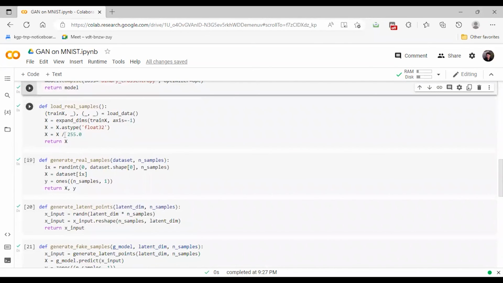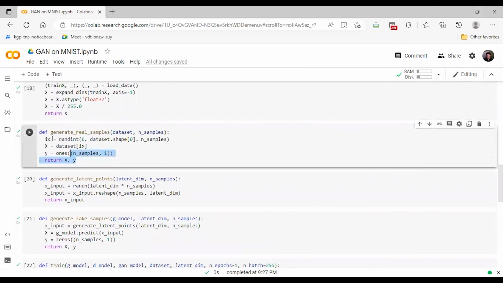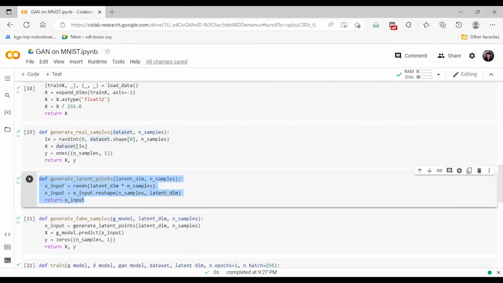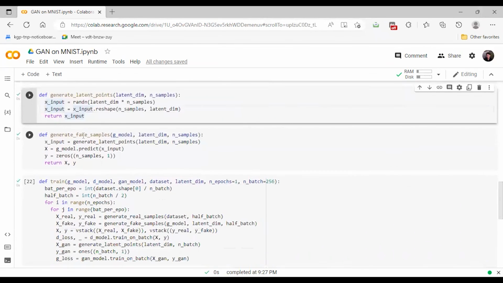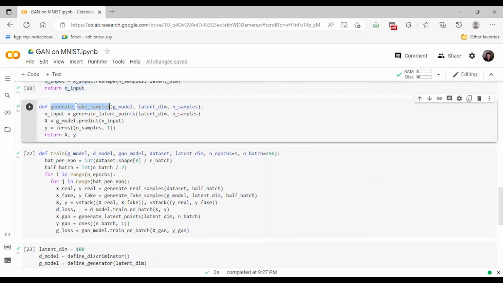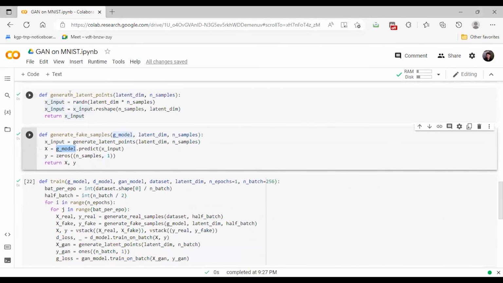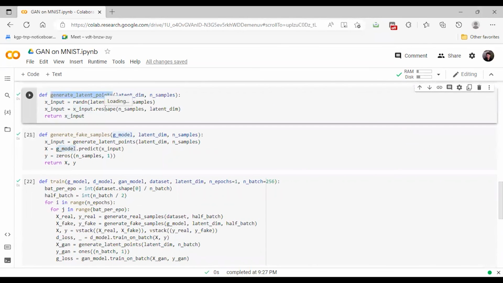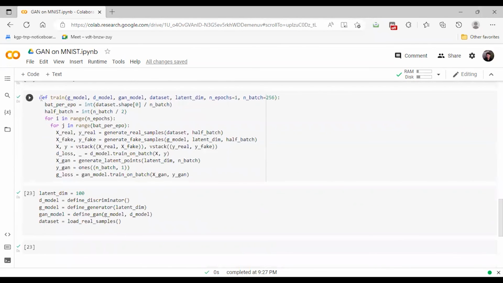This is the real sample loading. The generated latent points are the generation of the latent points, and the generated fake samples are the output of the generator model when we input the generated data images. We here train both of them together.